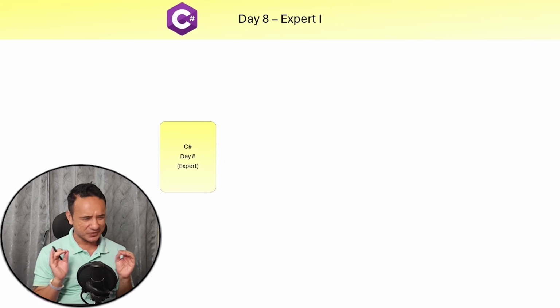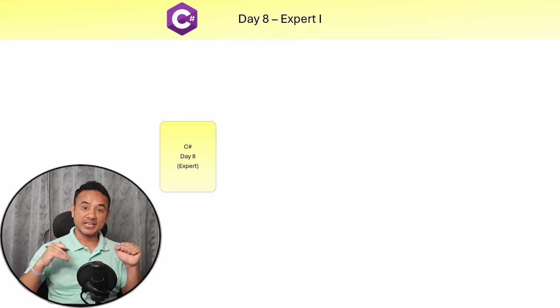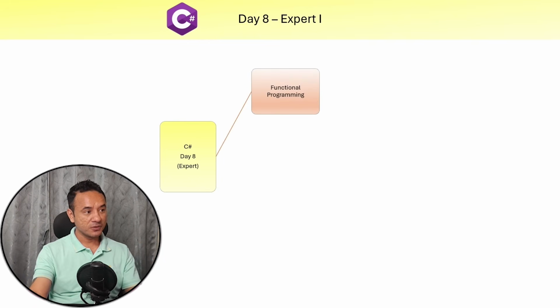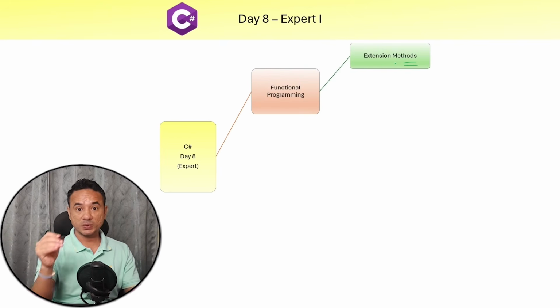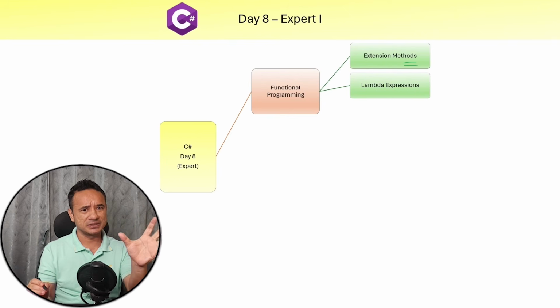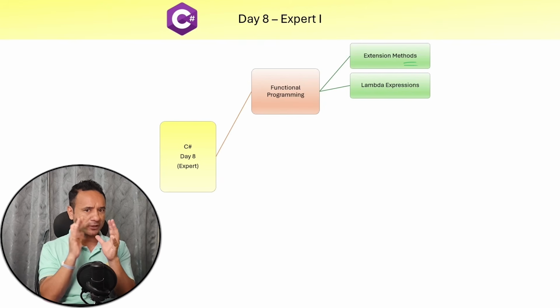Next is day 8, which is slightly more complex than previous days. So I will call it the beginning of expert level. This is expert level 1. Here, first we have functional programming, which is very important. In C Sharp, functional programming includes extension methods. Extension methods let you add new functionality to existing classes without modifying those classes. Then lambda expressions, which are short inline functions without names, a compact way to pass logic.